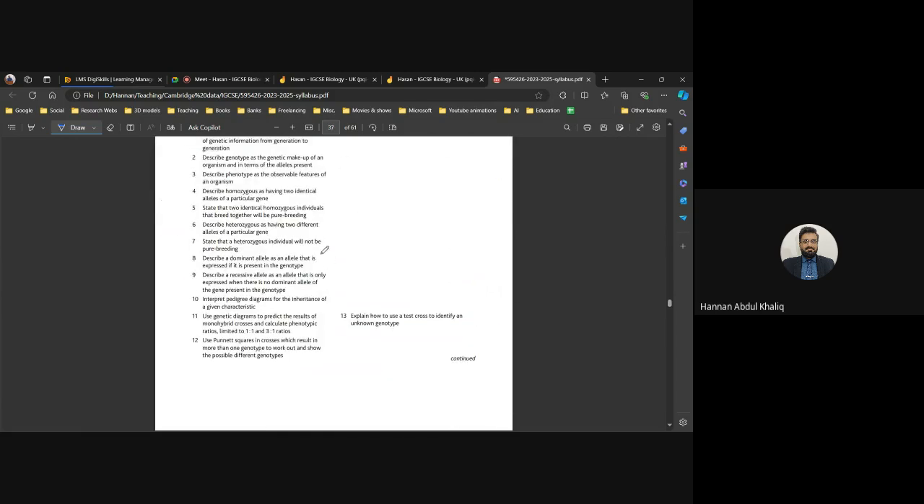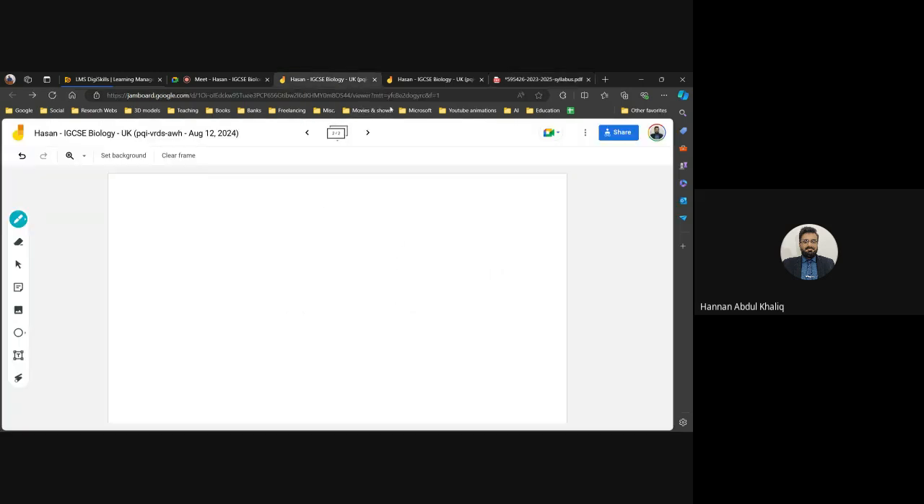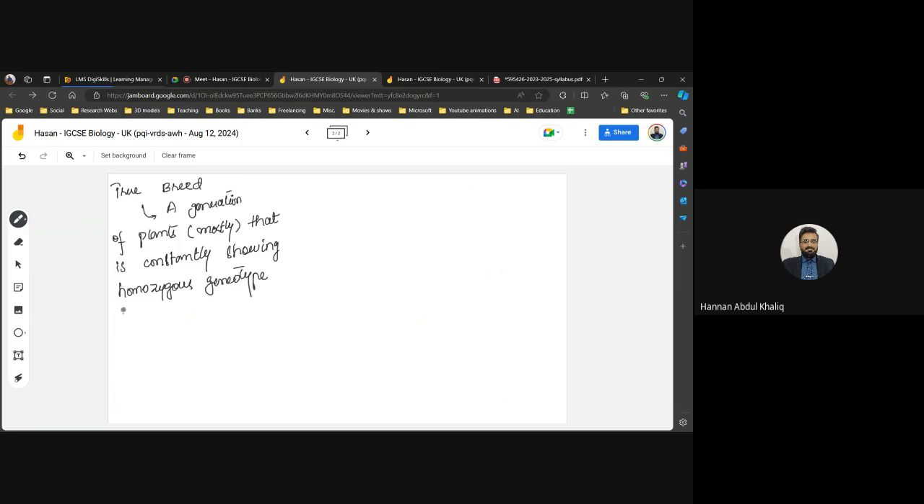And then one more thing: test cross. Yes, test cross is remaining. Two to three terminologies are still there. There is a terminology that you would find in your syllabus: true breed. What's a true breed? A generation of plants, mostly, that is constantly showing homozygous features. It could be homozygous dominant or homozygous recessive, the homozygous genotype for several generations.